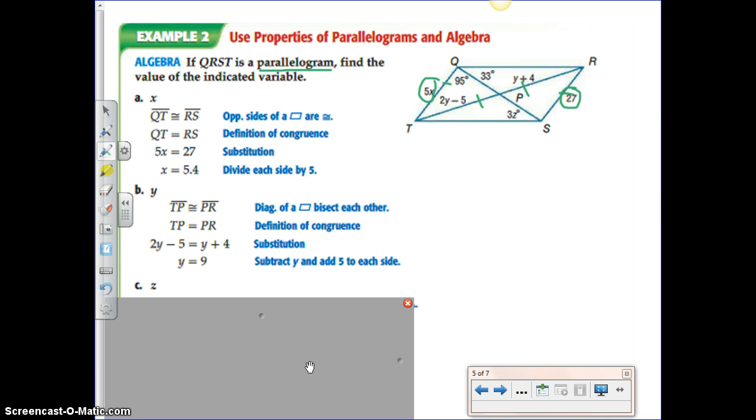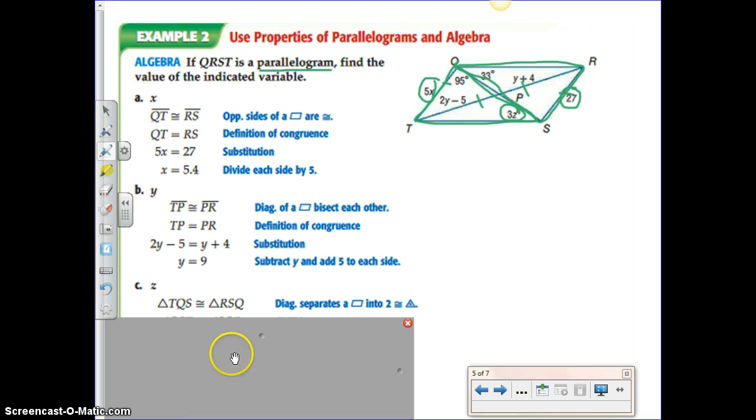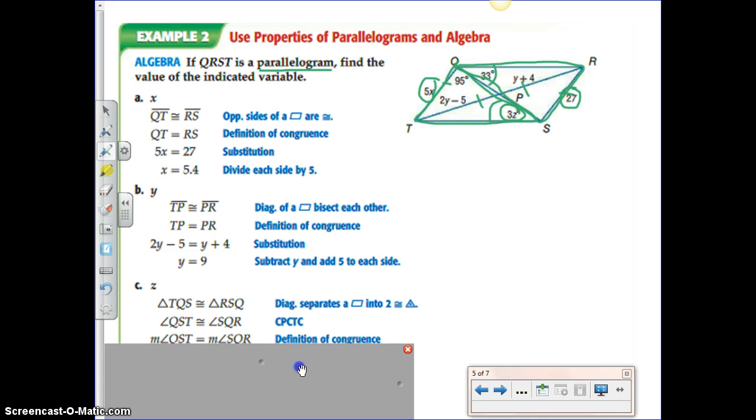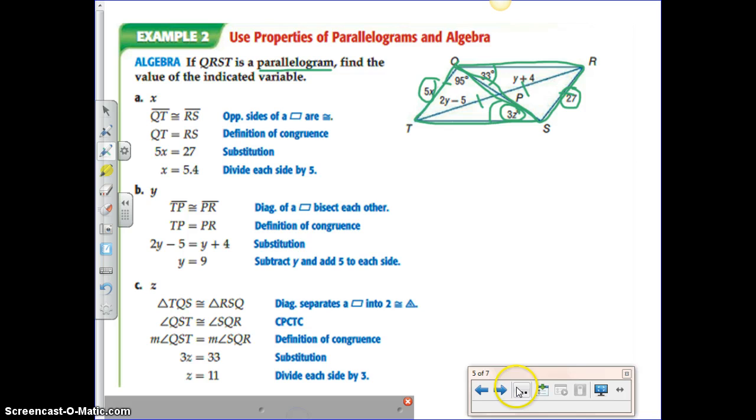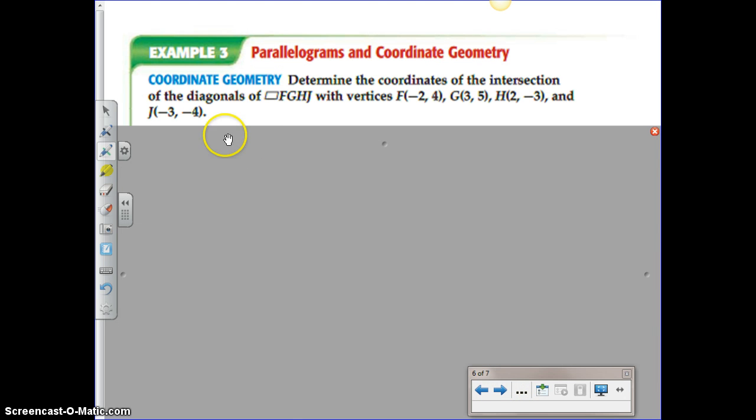To solve for z, let's see, where is z in our picture? Here it is. I'm going to have to use the idea that diagonals form 2 congruent triangles. So I know this triangle is going to be congruent to this triangle. And if I know they're congruent, then I know that corresponding parts, such as these angles, will be equal by corresponding parts of congruent triangles are congruent. And therefore I can say 3z equals 33 and solve for z. Z is 11.